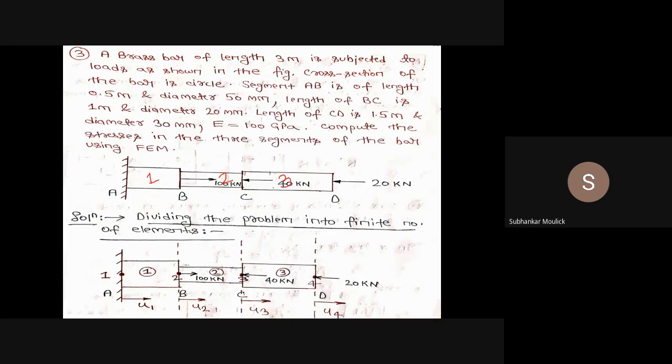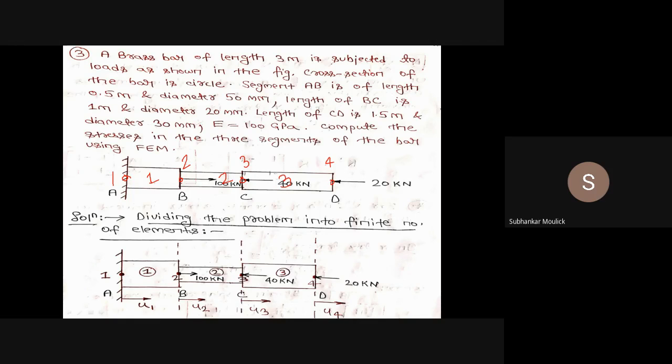If there are three elements, how many nodes will be present? Number of elements plus 1. Here the number of elements is 3, so the total number of nodes will be 4. This is node number 1, this is node number 2, this is node number 3, and this is node number 4. Element 1 is connected between node 1 and node 2. Element 2 is connected between node 2 and node 3. Element 3 is connected between node 3 and node 4.